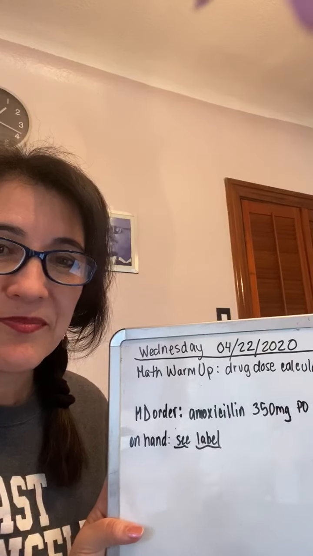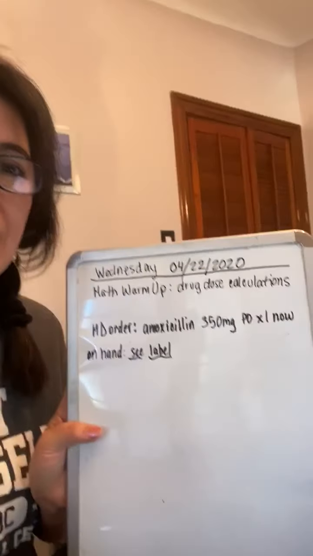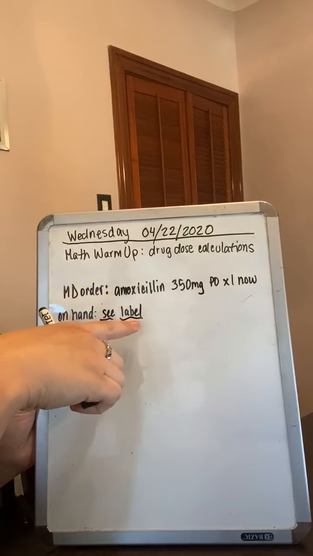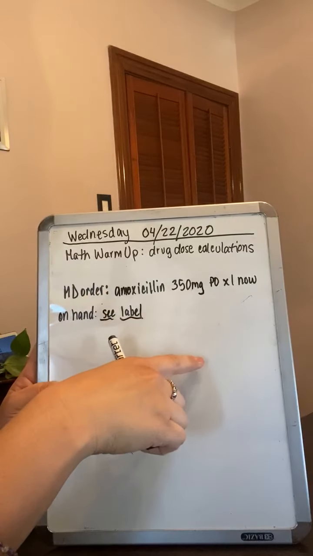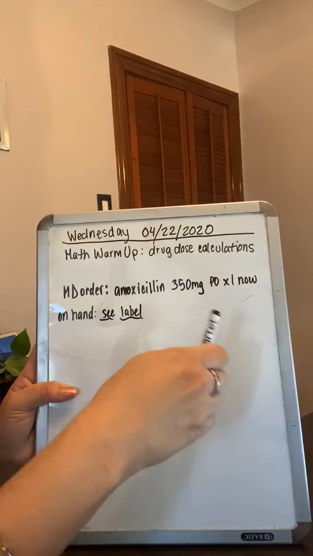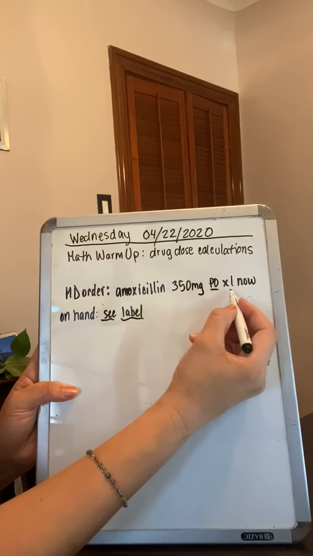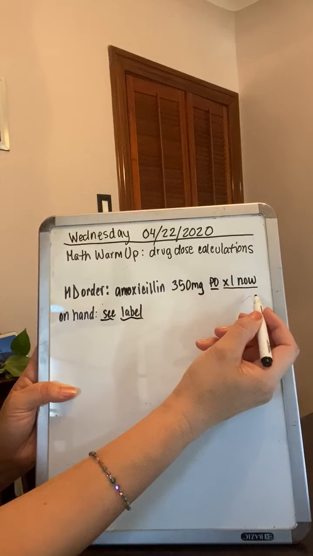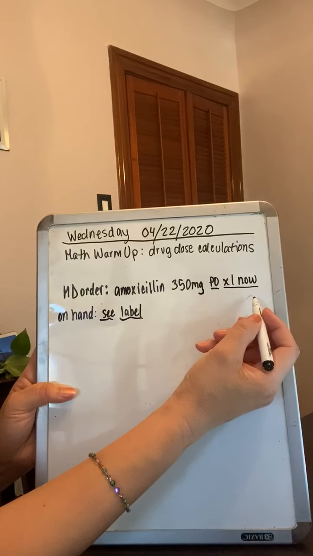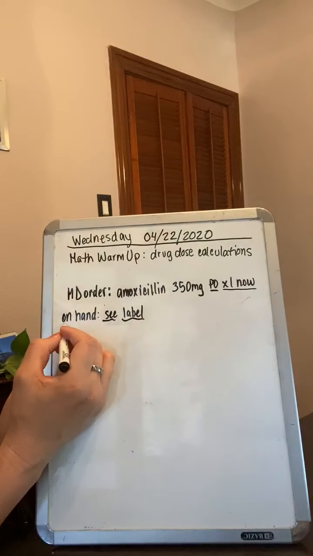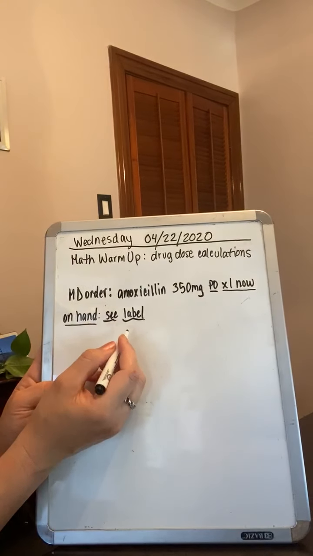Here's my whiteboard. I'm going to talk you through dosages for today. So the doctor's order is amoxicillin, 350 milligrams. PO is the route, times 1 is the frequency. It's a one-time dose at the hospital or clinic. And then to go to your on hand, let's take a look at the label.